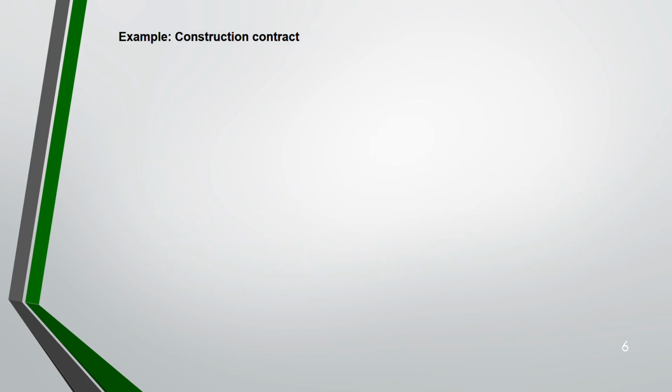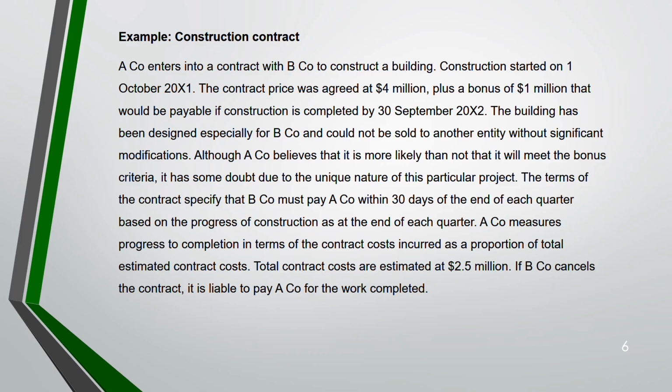Now, let us go through an example. So A company is entering into a contract with B to construct a building. Construction started on 1st October. The contract price was 4 million plus a bonus of 1 million that would be payable if construction is completed by 30th September. The building has been specially designed for B and it cannot be sold to another entity without modification. A believes that it is more likely than not that they will meet the bonus criteria. Okay.